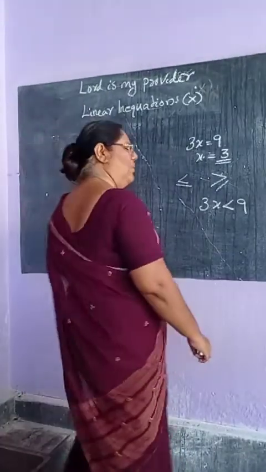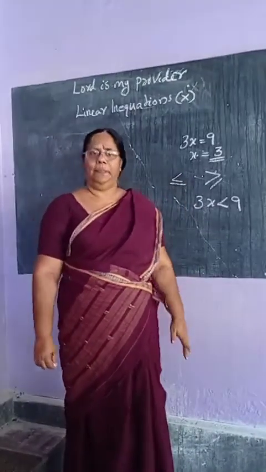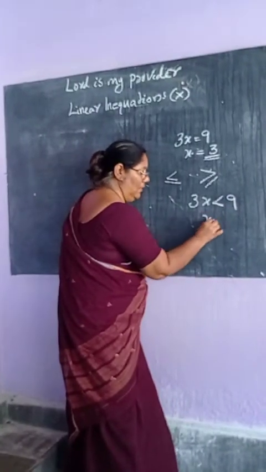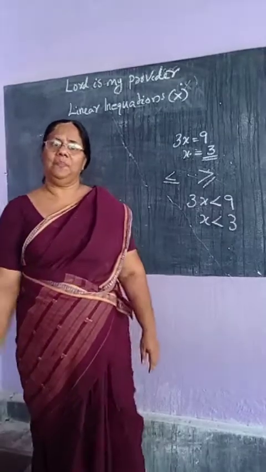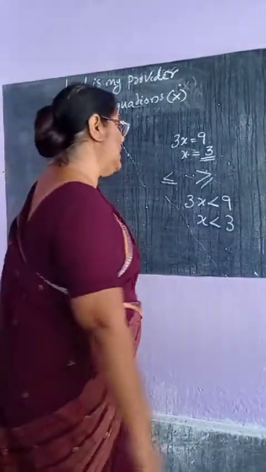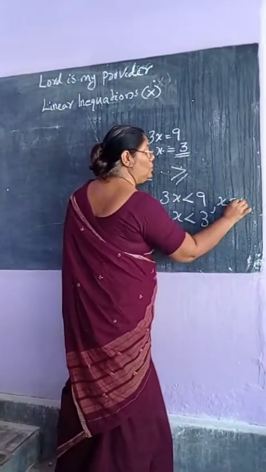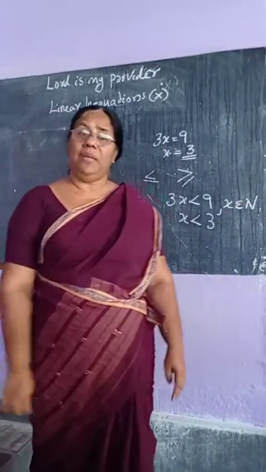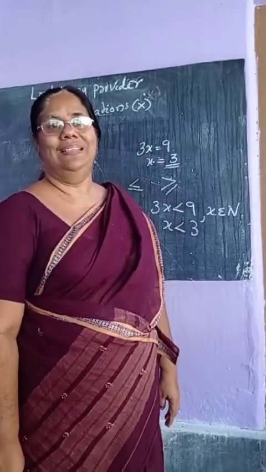Now, in this chapter also our aim is to solve for x. Here 3x < 9 means we can say that x < 3. Suppose the question is, if x is an element of natural numbers. Natural numbers means 1, 2, 3, etc. are known as natural numbers.